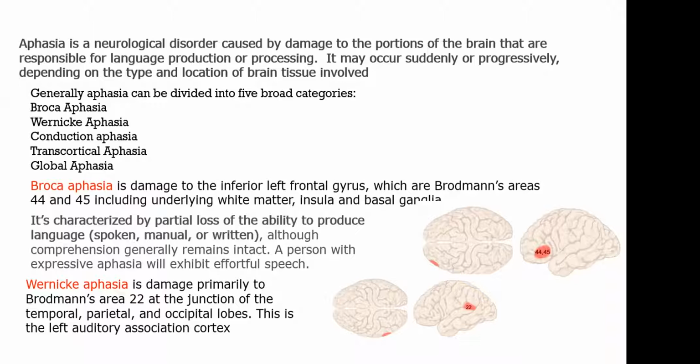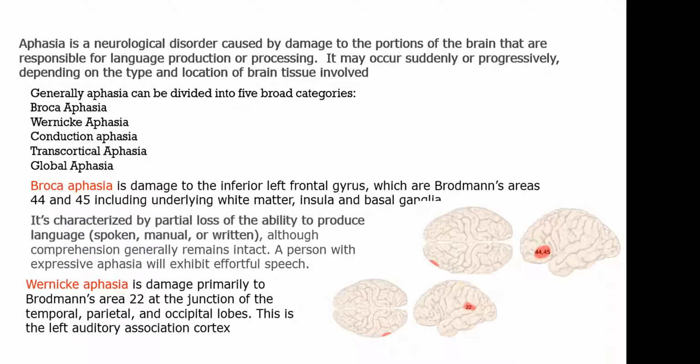Broca aphasia is damage to the inferior left frontal gyrus, which are Brodmann areas 44 and 45, including the underlying white matter, insula, and the basal ganglia. It's characterized by a partial loss of the ability to produce language, whether spoken, manual, or written. Although comprehension generally remains intact, a person with expressive aphasia will exhibit telegraphic speech.